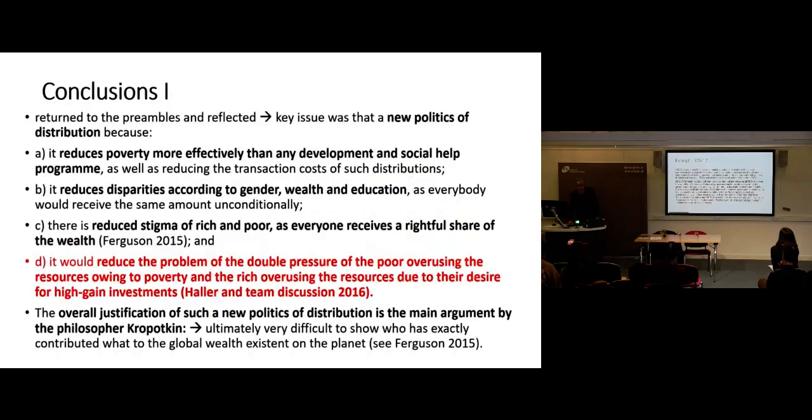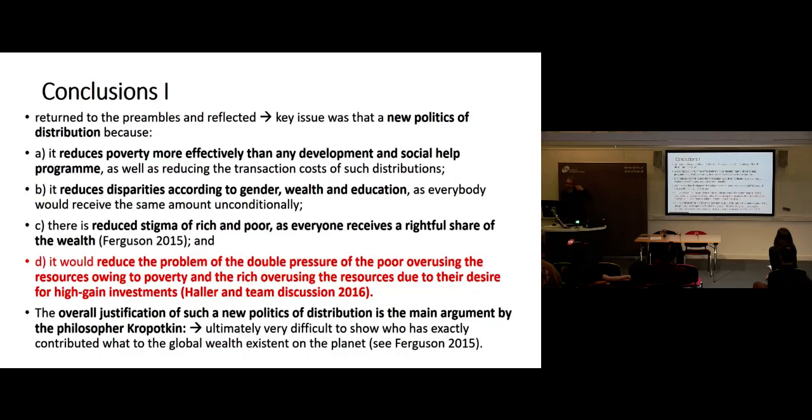So I come to the end. I'm sorry, I really stretched it a bit. In the conclusion, I have several points. If we return to the preamble, we could say a new politics of distribution is needed because it reduces poverty more effectively than any development or social help program, as it reduces the transaction costs also for such distribution.